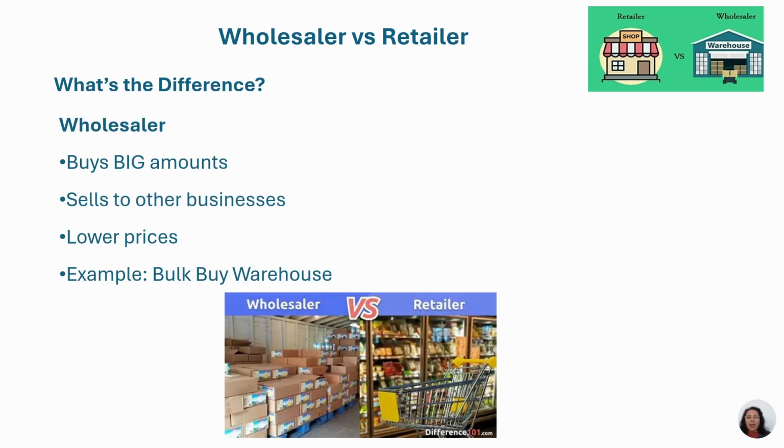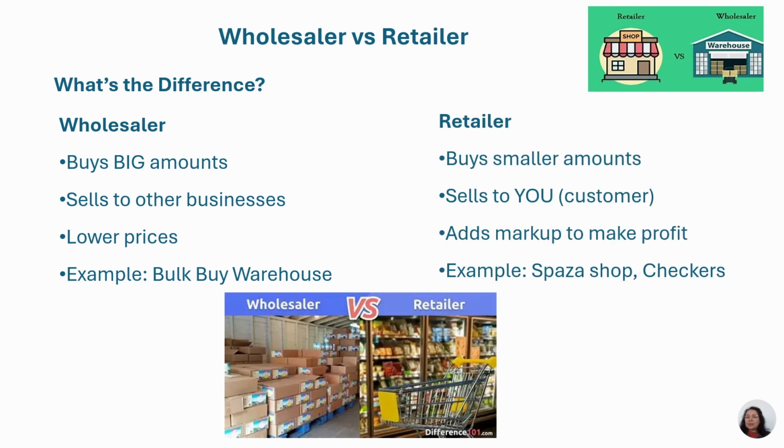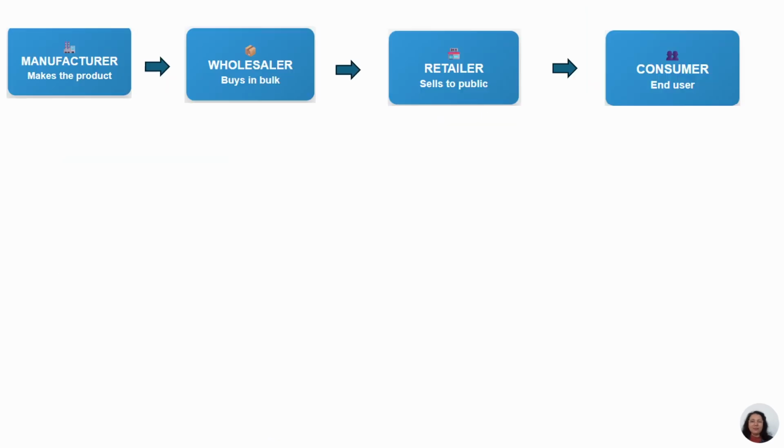So a wholesaler, they buy in big amounts, they sell to other businesses, they sell at lower prices, and they sell in bulk. A retailer, they basically sell to the customer, which is a consumer, which is you. And they buy in smaller amounts. They put a high markup on the products they buy to make a profit. And retailers are basically like Checkers or Spaza shops and things like that.